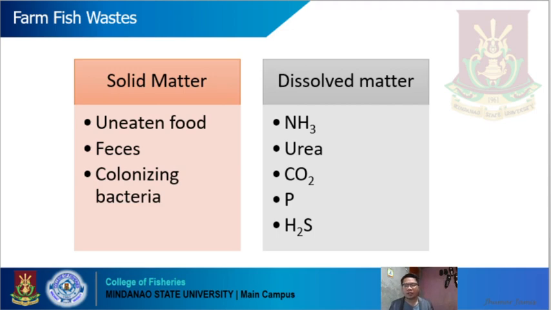I don't know if you have heard of that. IMTA means integrated multi-trophic aquaculture. In integrated multi-trophic aquaculture, we utilize different trophic levels in culturing organisms. You have the finfish, the bivalves, the crustaceans, and the autotrophic organisms, the seaweeds, so that the waste is recycled from one trophic level to the other. Later on, we will discuss further what integrated multi-trophic aquaculture is.